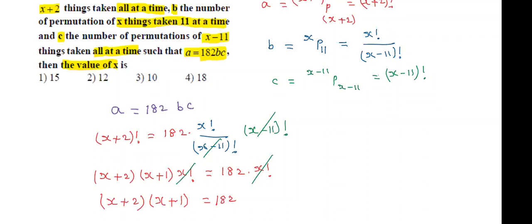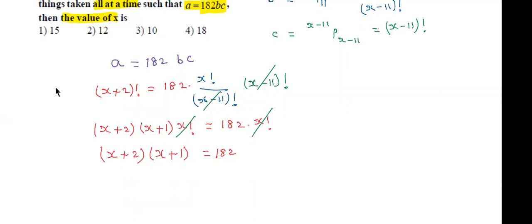But already we know the options. Verify the options, you will get the answer. First I am going to verify 10. x is equal to 10. What happens? 12 into 11. How much is 12 into 11? 12 ones are 12, 132. So this is the wrong answer.